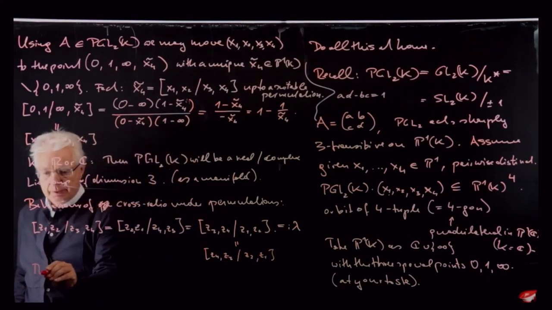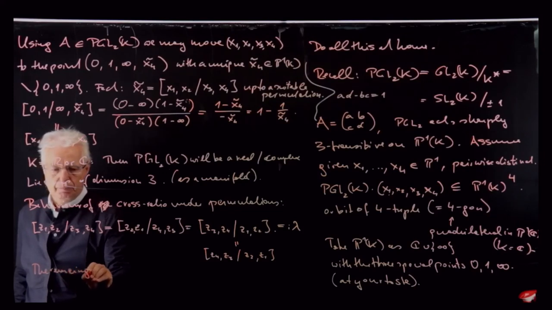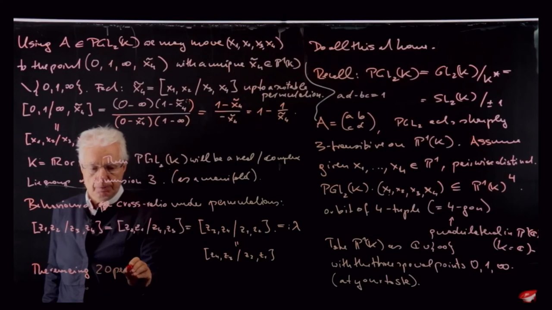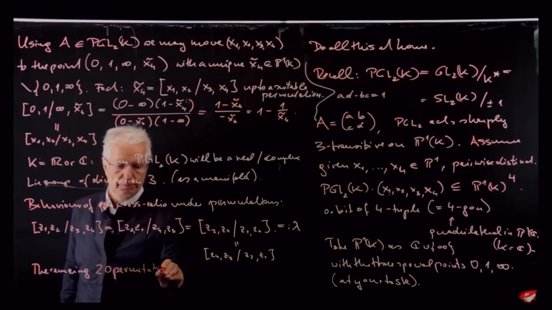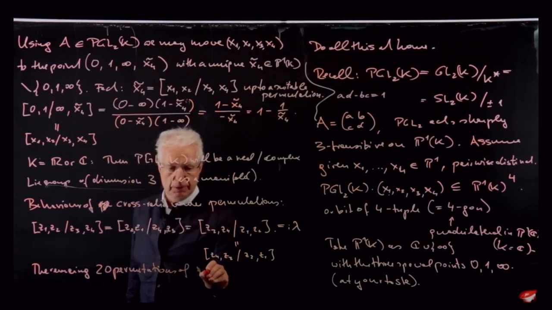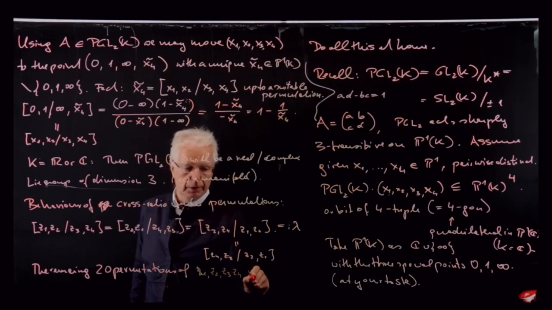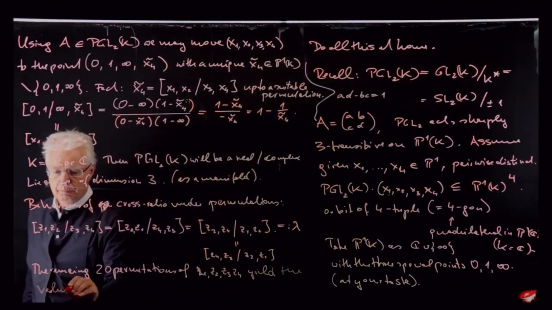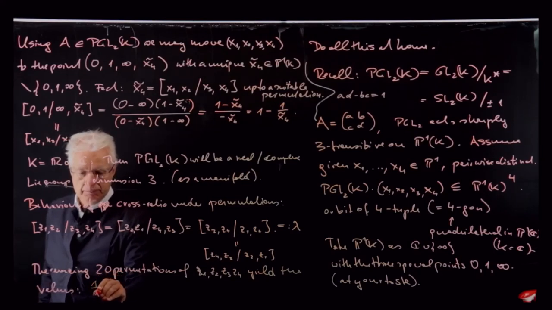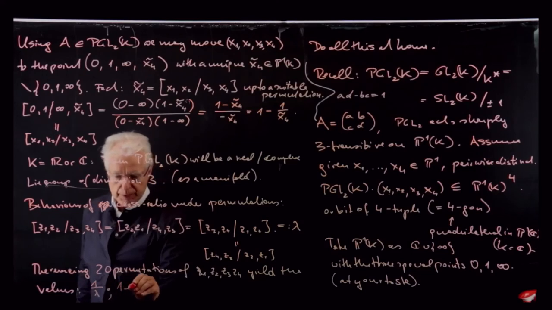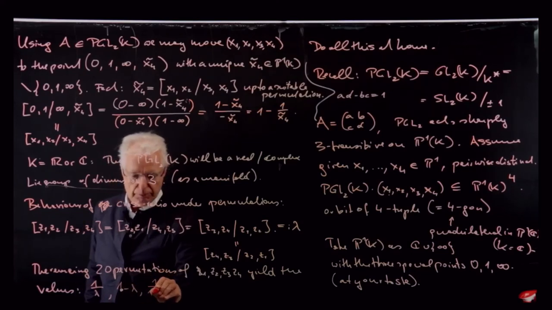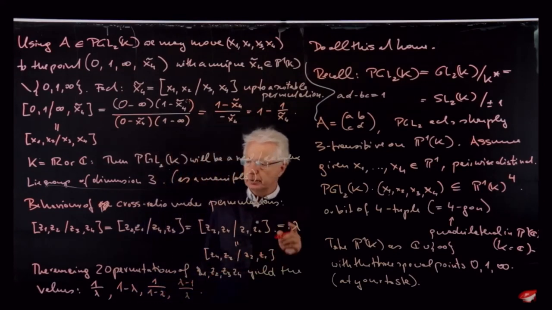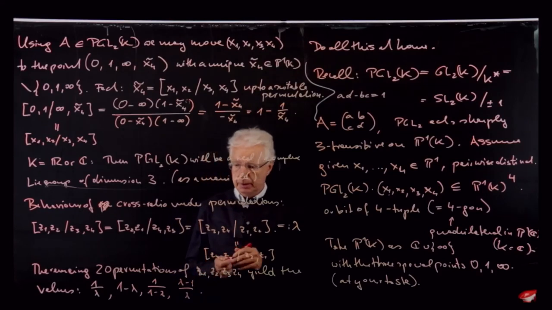Now, the remaining, so here we have already four permutations on four elements. So the remaining 20 permutations, all together we have 24 permutations of z1, z2, z3, z4, yield the values: so you may have 1 over lambda. I will give you the list in the notes. 1 minus lambda, 1 over 1 minus lambda, and lambda minus 1 over lambda. Okay, so each time, four permutations will yield the same cross ratio.